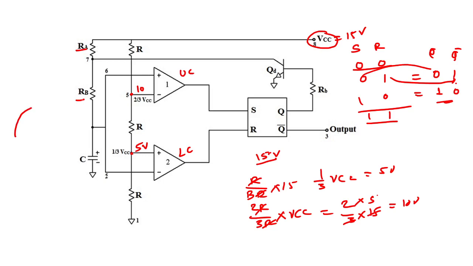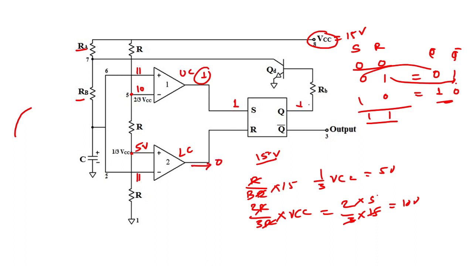Then what will happen if the voltage exceeds this 2/3 VCC, 10 volt? This comparator's non-inverting voltage is greater than the inverting, so it will turn on. Turn on means it will give output as 1. The other comparator's output is 0, because there the inverting voltage is greater than the non-inverting. So if 1 and 0 are there, the output will be 1. If it is 1, so what will happen?